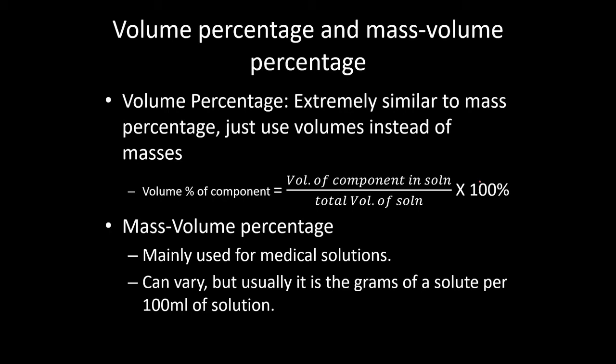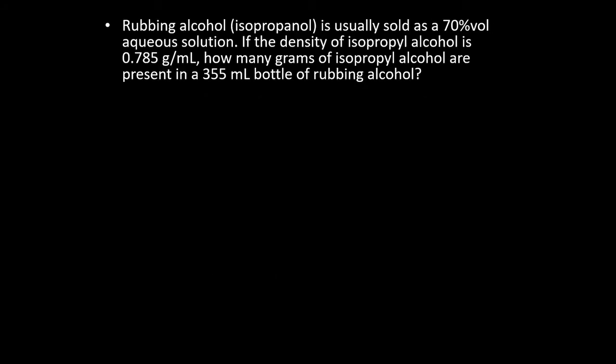But that can vary a little bit just depending on what you're looking at. Sometimes it might be out of a liter instead of out of 100 mils, or some other slight variation like that, depending on where you're getting stuff from. Maybe they might even use English units, which would be just a nightmare. But usually it is going to be the number of grams per 100 mils. Like I said, it's usually used for medical settings, that mass volume percentage.